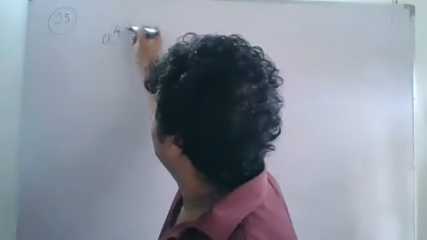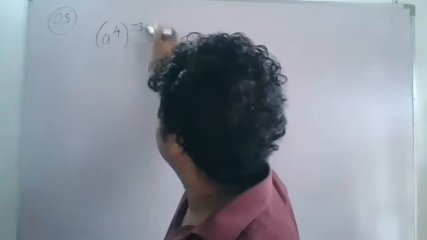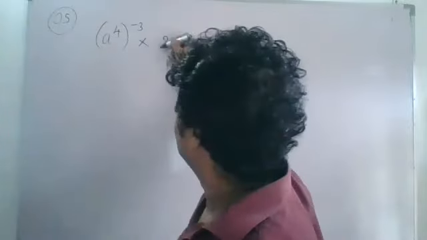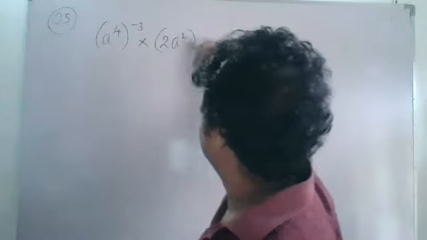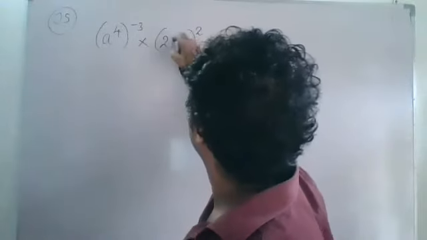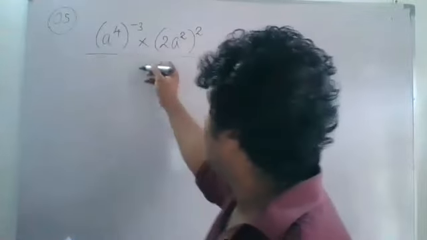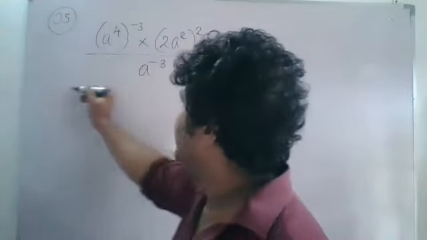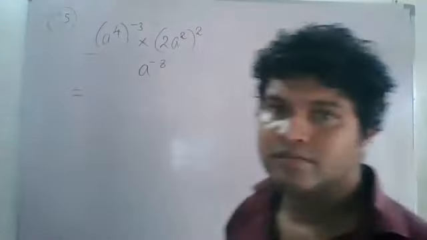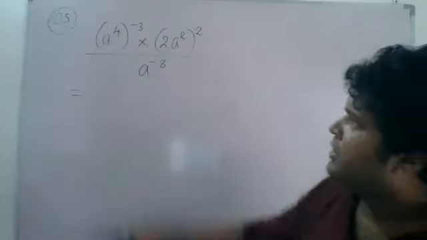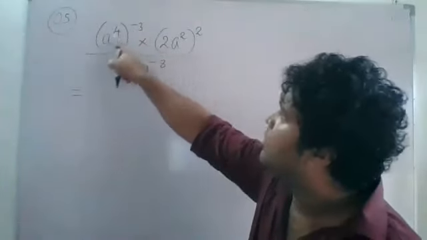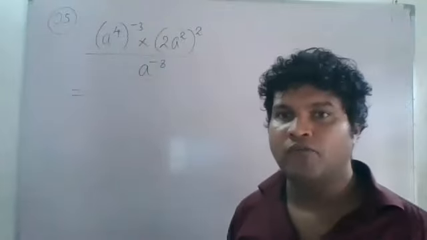a to the power 4 to the power minus 3, 2a square to the power 2, over a to the power minus 8. We have to simplify this. How to simplify? You know, there's minus power 3 to the power a to the power 4.